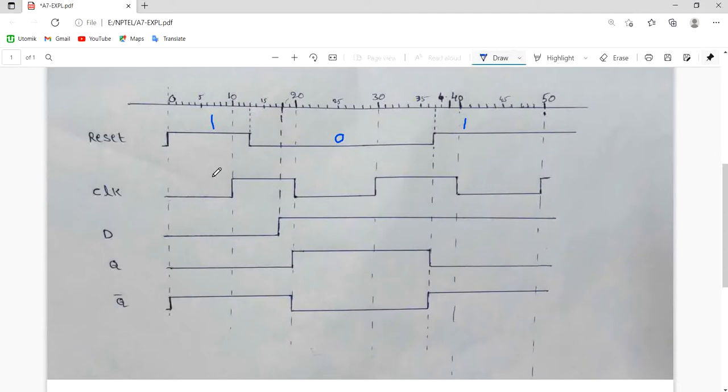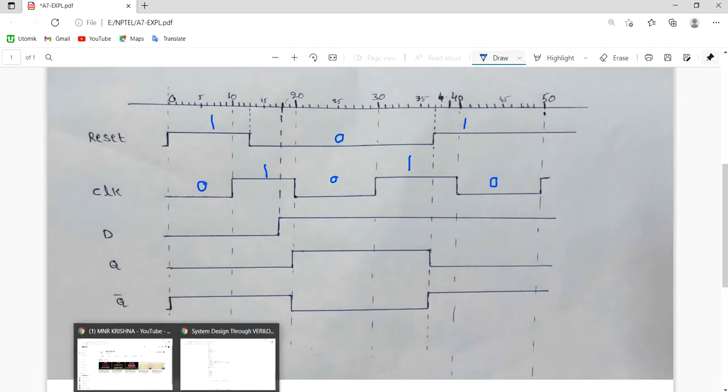From 0 to 10 the clock is 0. From 10 to 20, from 20 to 30, 0. From 30 to 40, from 40 to 50, 0. Here we have the clock pulse also.